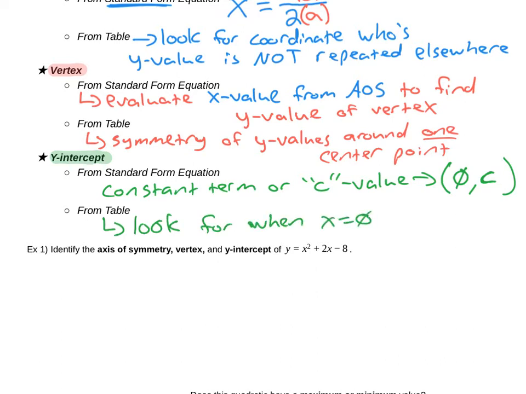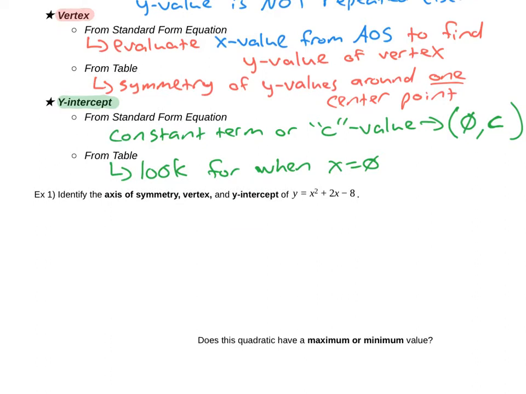That'll be your y-intercept. All right, let's go ahead and do the example below using this new information. All right, so we're looking at this. It's not telling us to graph at all, so we don't have to graph this one, but we can find all these features without graphing. I could find the symmetry and the vertex together. I could also see the y-intercept in the equation.